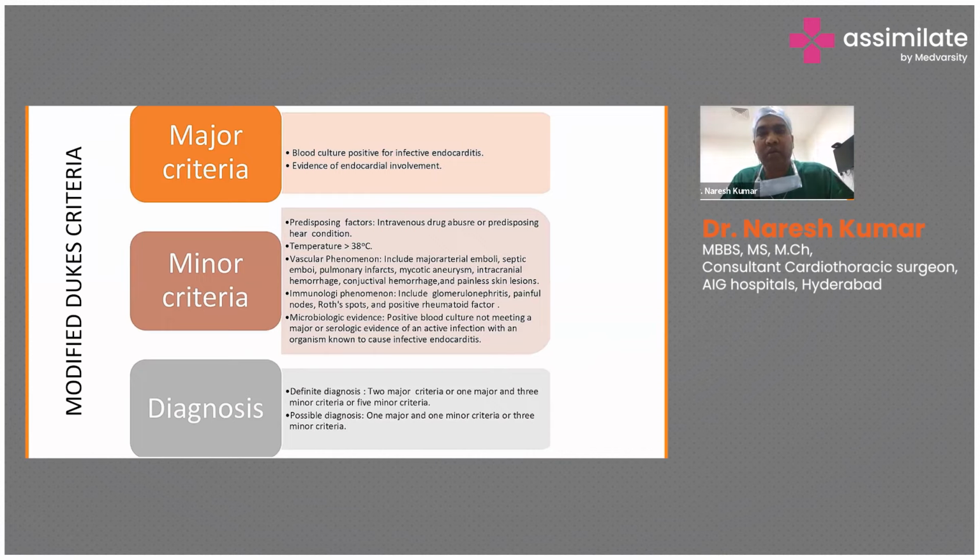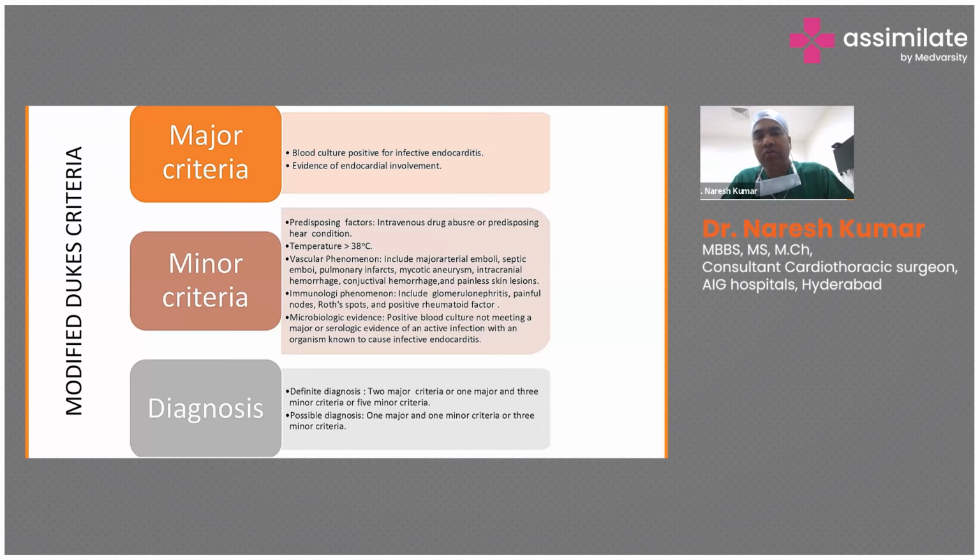Minor criteria include predisposing factors like intravenous drug abuse or predisposing heart conditions, as we mentioned earlier, or temperature more than 38 degrees centigrade, or vascular phenomena like septic embolic phenomena, mycotic aneurysms, intracranial hemorrhage, conjunctival hemorrhage, or painless skin lesions like Janeway lesions. Next, immunological phenomena like glomerulonephritis, Osler nodes, or Roth spots. And microbiological evidence like positive blood culture not meeting a major criterion, or serologic evidence of active infection with an organism known to cause infective endocarditis, those mentioned in the list of causes.